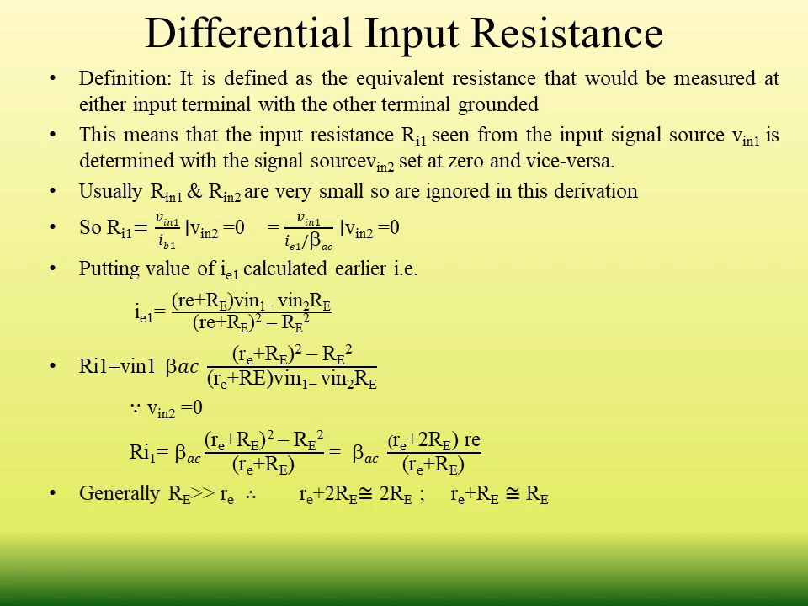Now this equation can further be simplified by considering that capital RE is very much greater than small re. So generally small re is neglected as compared to capital RE. So in place of re plus 2 capital RE, we can write 2 capital RE, and in place of small re plus capital RE, we can write capital RE. So further approximating, we finally obtain RI1 equal to 2 beta AC into RE. So this is the input resistance at the first terminal, when the signal source at terminal 2 is kept at 0. In the same way, we can calculate RI2, and it also comes out to be 2 beta AC RE.